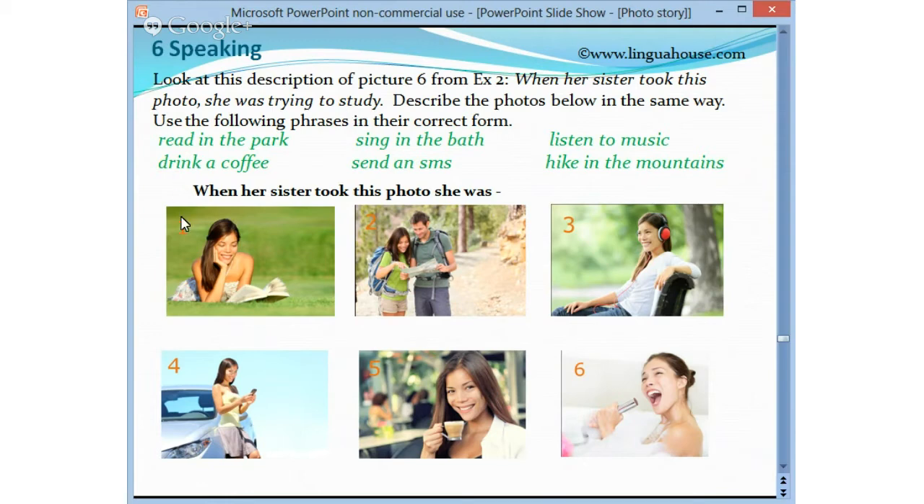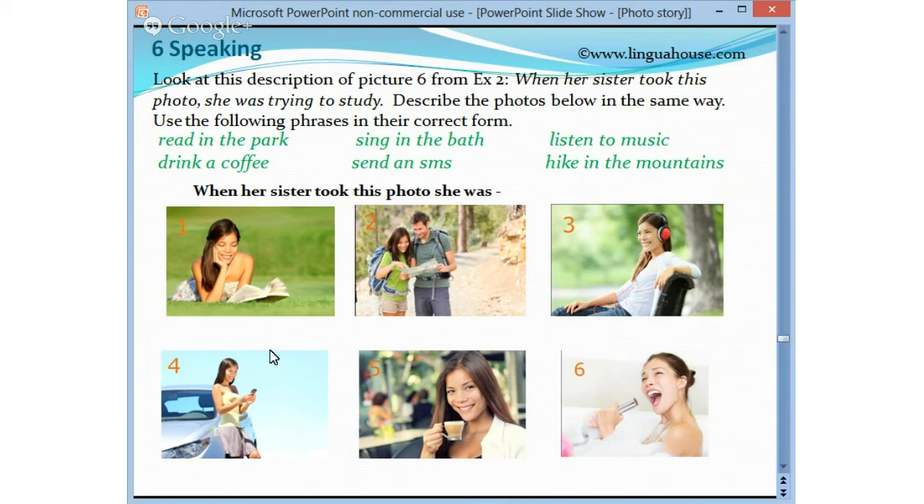We're going to do the same thing to each one of these photos, okay? And we're going to use these phrases. So match the phrase to the picture and put it in the same format as the "When her sister took this photo she was trying to study." So we have "say this" and then what this picture is of. Do you understand? Am I clear or no? Okay, yeah, we'll try it. Really clear. Sometimes I get too wrapped up in description here.